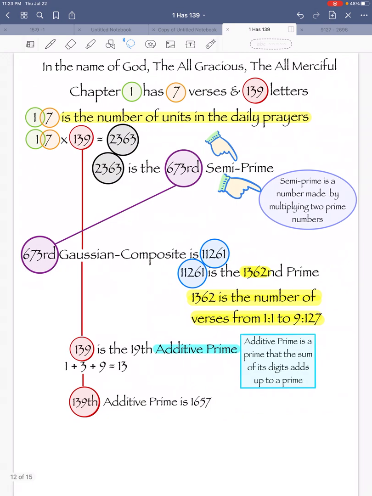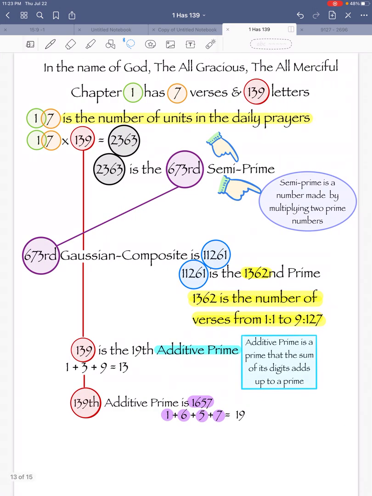And the 139th additive prime is 1657. The same thing with 1657: adding those 4 digits, 1 plus 6 plus 5 plus 7, should give us a prime, and it does. The number 19 is a prime number. Therefore, 1657 is considered to be an additive prime.